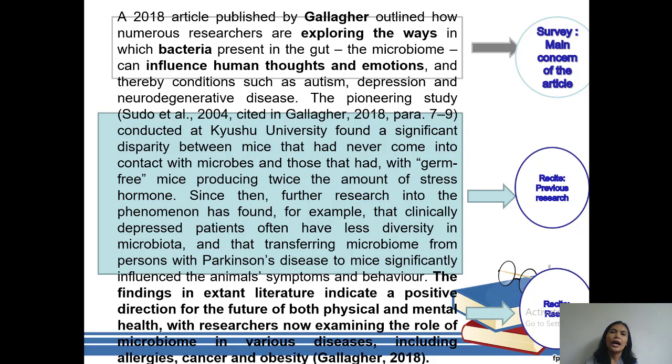Okay, so I would say in a way you can divide it into 3 big parts. The first part will be about the what, when, where, the context of the research, and then the second part is about past research, and then the last part is about the result of the research. Okay, so that is how you present your ideas after you complete your SQ3R.